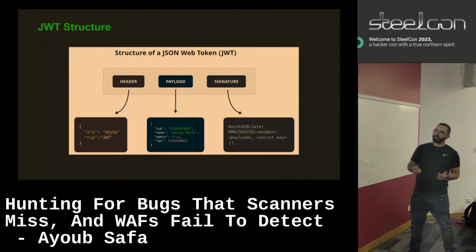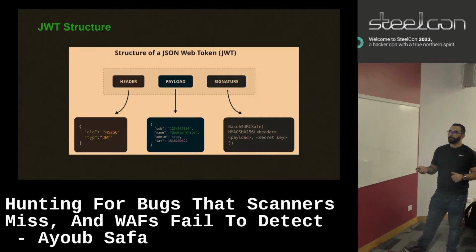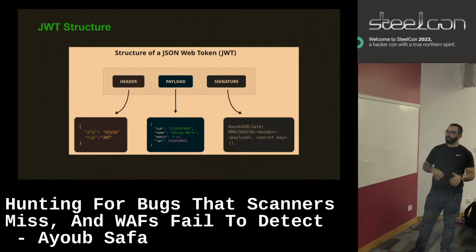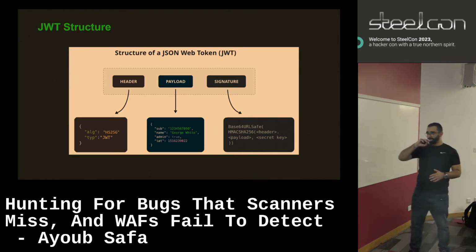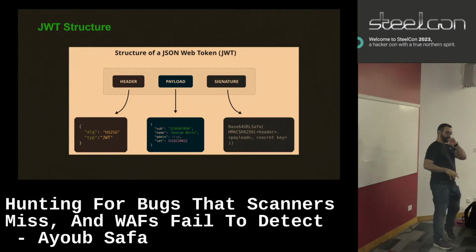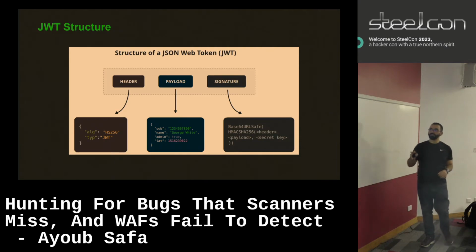So the header contains the algorithm being used for calculating the signature, and the payload contains some information about this token. And we have the signature, which is generally an HMAC function of the header and payload, and a secret that is only accessible from the server side. So how does this JWT work?